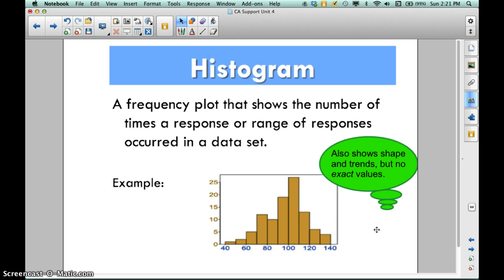This is great for looking at the shape also, where in this graph you can see that most of the data occurred around 100, give or take, so maybe between 90 and 110 were the highest occurrences. But no exact values show here. So we don't know exactly what the numbers were here. We only know that a little more than 25 occurrences happened between 100 and 110.